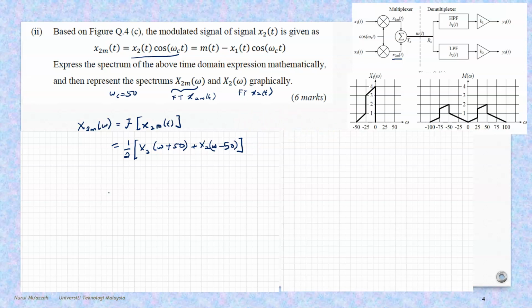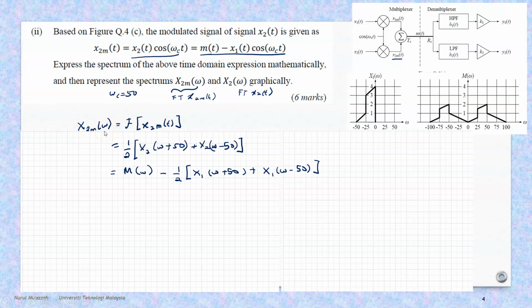Alright, and then we already have this, and if we want to express in terms of this equation, it is also accepted for the solution. This is M omega minus 1 over 2 X1 omega plus 50, oh sorry, this is X1. So again, omega minus 50. So I repeat here, X2M omega.